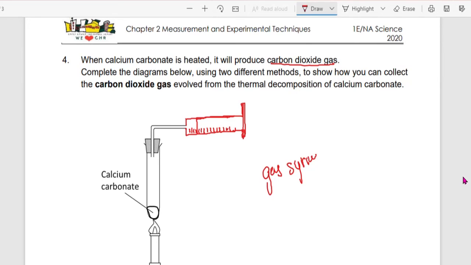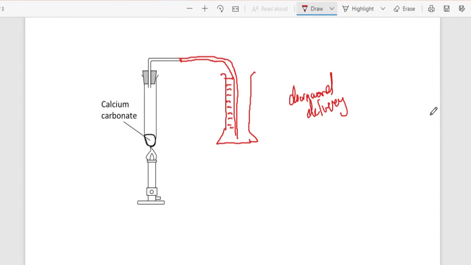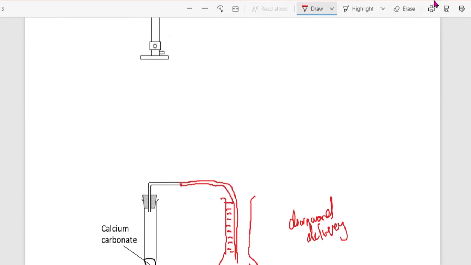Now you can also draw the displacement of water method. That will be up to you. But do take note, either method is fine. Just make sure that you draw it correctly. Okay, so that's all. So this is the end of worksheet 2.2.